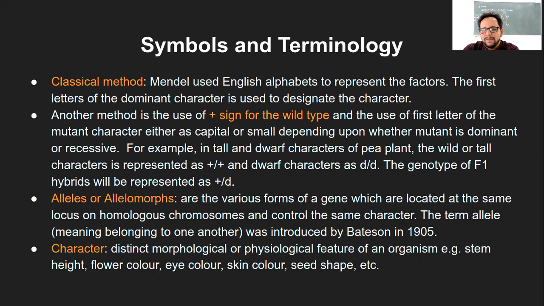So two methods: one uses just letters, the other uses the plus sign for dominant and the mutant character for the other allele. Now just going over quickly with these different terminologies. First one is alleles, or they are also called allelomorphs. These are various forms of a gene which are located at the same locus on the homologous chromosome. Homologous chromosome refers to one gene copy coming from the mother and the same chromosome number copy coming from the father. They are called homologous chromosomes.